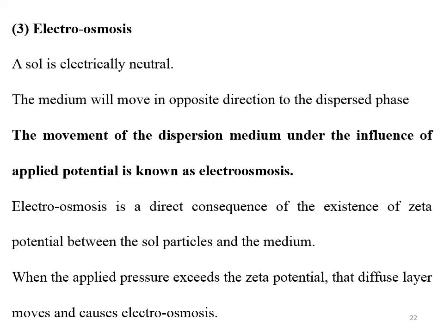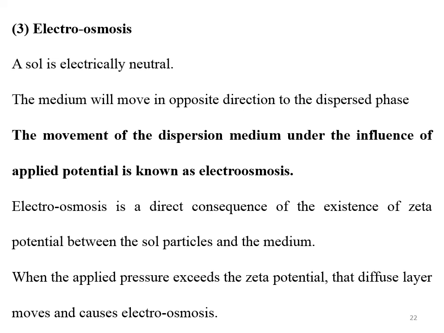The next electrical property of the sols is electroosmosis. A sol is electrically neutral. Therefore, the dispersion medium carries an equal but opposite charge to that of the dispersed particles. Thus, the medium will move in the opposite direction to the dispersed phase under the influence of an applied electric potential. When the dispersed phase is kept stationary, the medium is actually found to move to the electrode of opposite sign to its own.